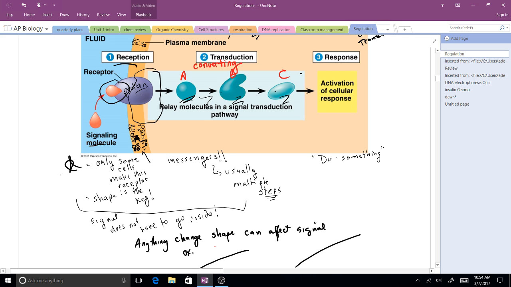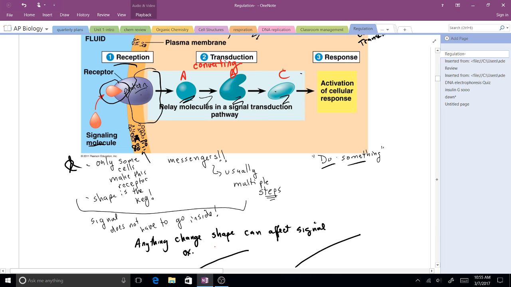If you don't have that receptor, then you're not going to get that message. In essence, you're just not going to hear it at all. Now, the shape of that protein is going to be the key, and we're going to look at a couple of vital ideas here in just a second. And then the messengers, this is going to be in multiple steps, usually. There are a couple of easy ones, but most of them involve multiple proteins and enzymes that are going to be sending the signal. And then the response, again, do something.